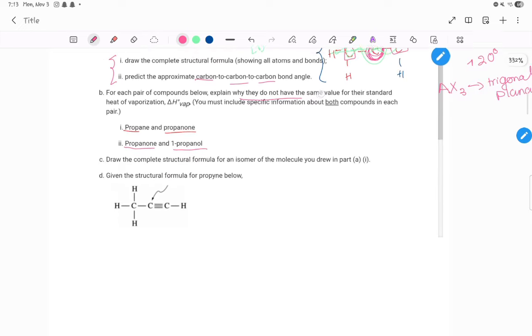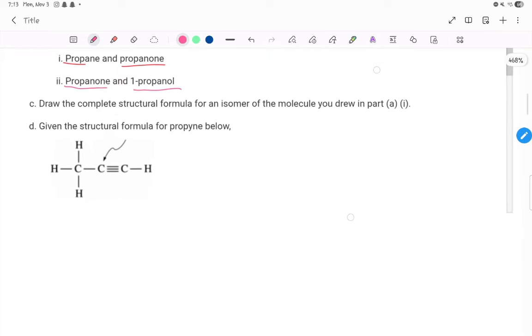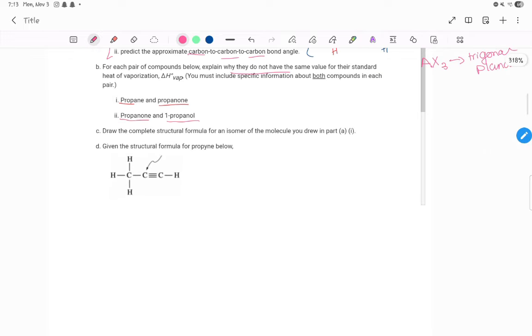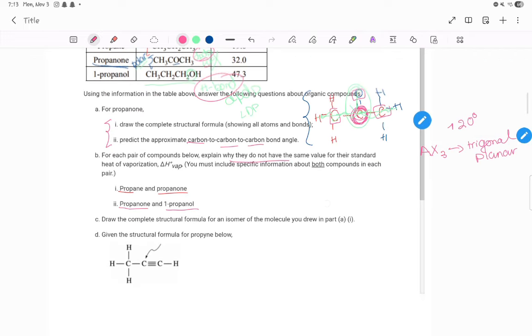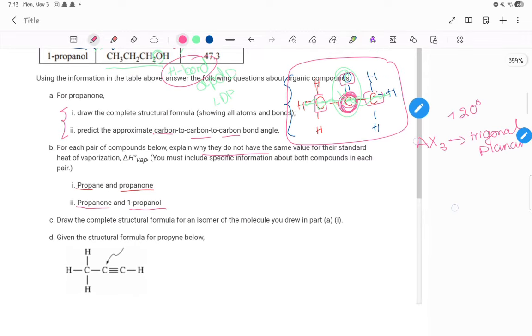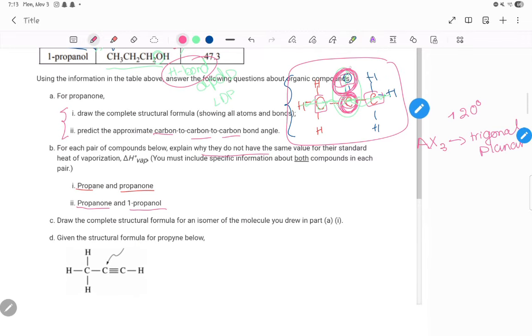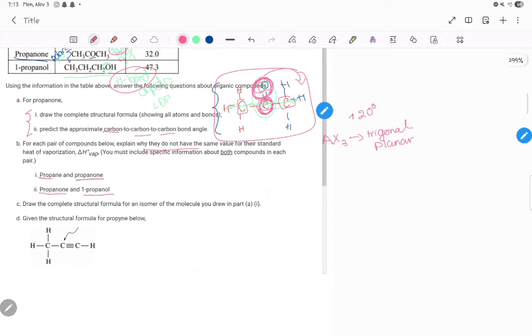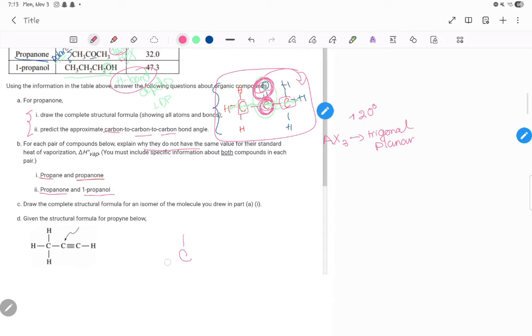Now, part C: draw the complete structural formula for an isomer of the molecule you drew in part A. In part A, what was the structure we drew? This is the structure that we drew. They want us to draw an isomer. So we can draw an isomer by moving the functional group, which is the double bond O, right? So if we did end up moving it, it would be like this, right? So this would be our carbon and it will have the functional group.